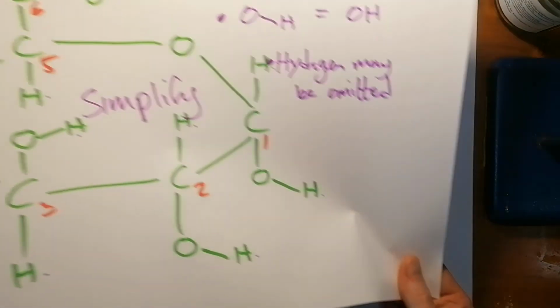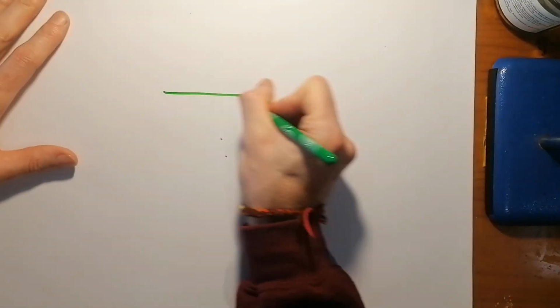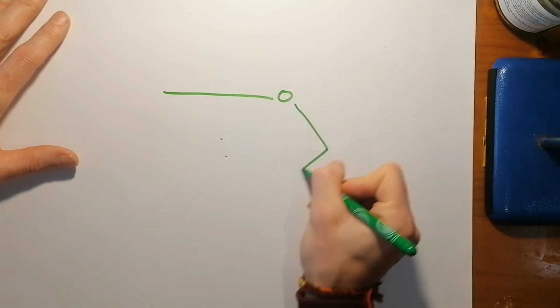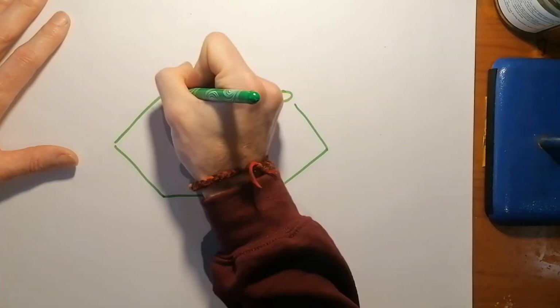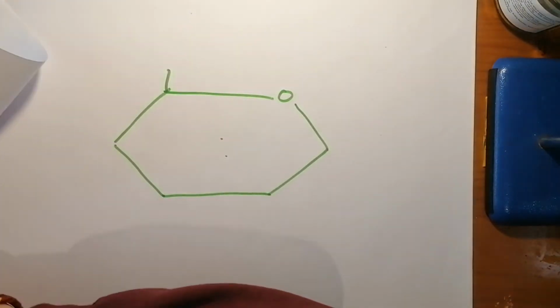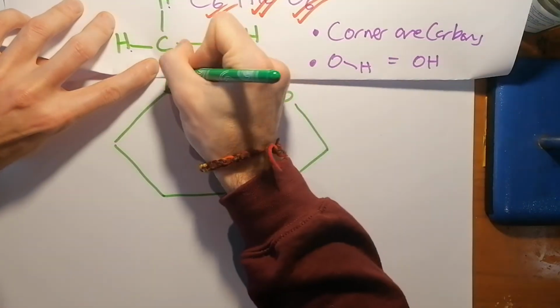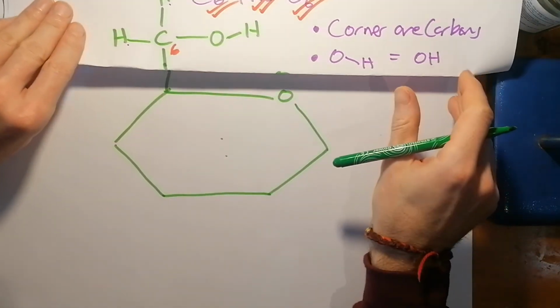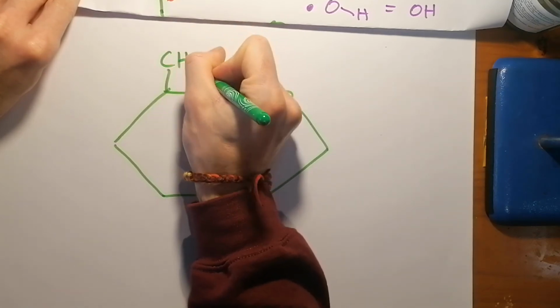Check this out. So we've got corners of carbons. That's an oxygen, so you've got to put it there. These corners are carbons. You don't have to put them in. That CH2OH up there, which looks like that, we can simplify that like this. Check this out. CH2OH.